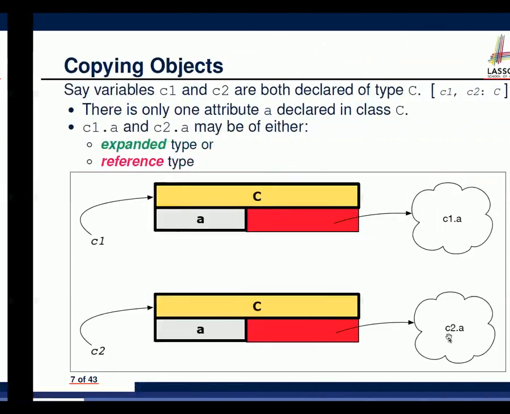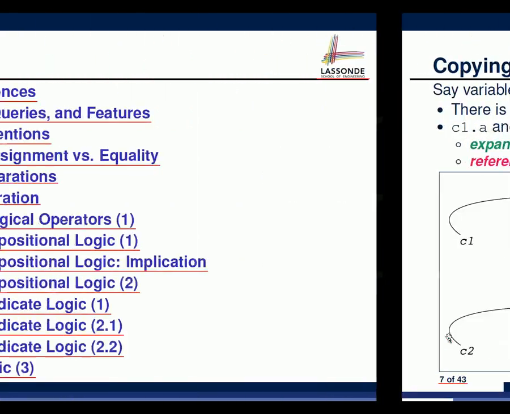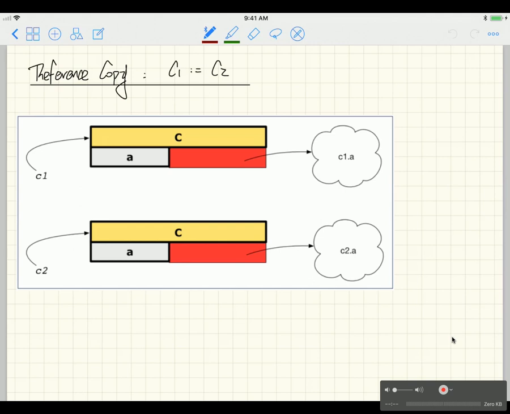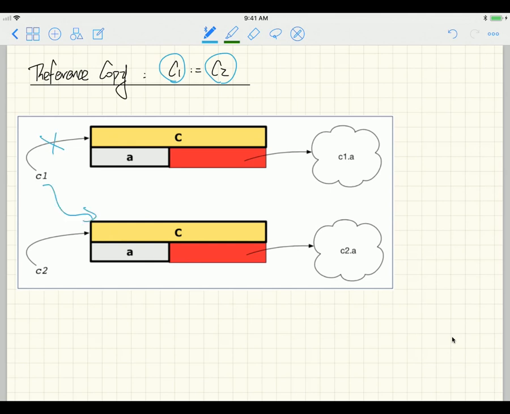The slides have some wording you can read over, so I'll just illustrate right away. Reference copy. When I simply do C1 is assigned to C2, for the moment let's assume C1 and C2 are simply reference type. This one should be rather easy, right? If I do C1 assigned to C2, that means C1, rather than pointing to here, just points to there. So we do have aliasing.